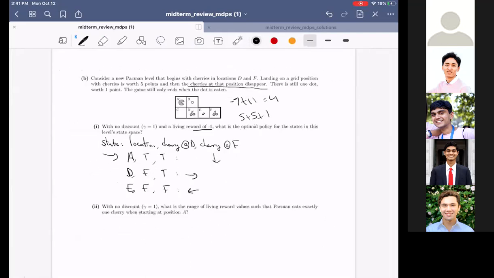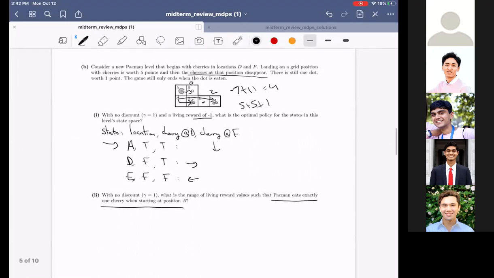Okay, so using the intuition that we built in part 1, we're asked the question, with no discount, what's the range of living rewards such that Pac-Man eats exactly 1 cherry when starting at position A? So in order to solve this question, you can think about what would make Pac-Man go straight to the exit, what would make Pac-Man only eat 1 cherry, and what would make Pac-Man eat 2 cherries. And between the 0 and the 2 is going to be your 1 cherry. So try to write a couple inequalities to come up with this.